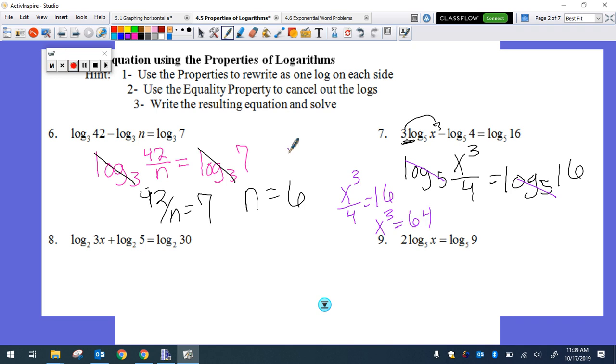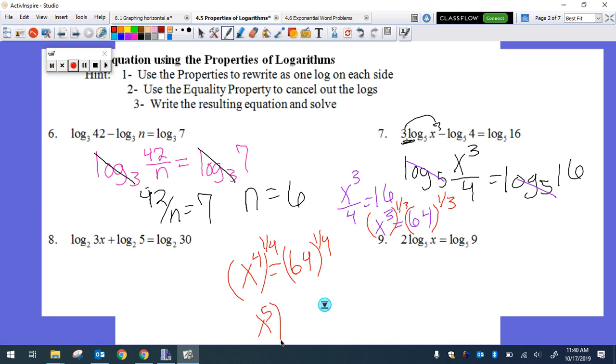Now here's something you might not have seen this year, but you should have seen it in Algebra 2. The way you cancel out an x to the third is you raise it to the 1/3. And if you do it on the left side, you also have to do it on the right side. So let me give you some other examples of how I'm getting that. If I wanted to cancel out an x to the 4th, then I would raise it to the 1/4 on both sides. If I wanted to cancel out an x to the 5th, I would raise it to a 1/5. That's how you cancel out exponents.